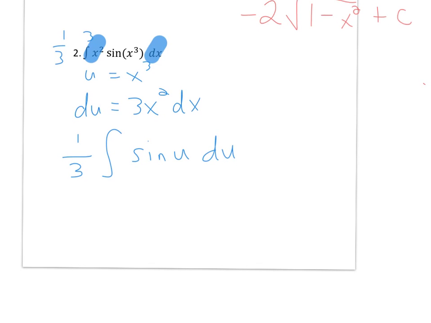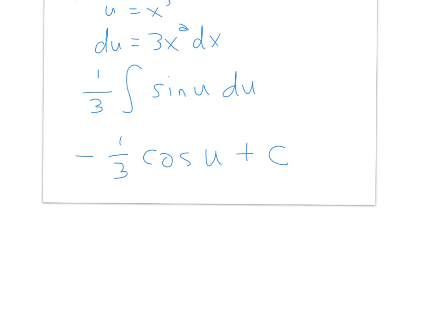So, integral of sine, okay, so 1/3. The integral of sine, the antiderivative of sine u, is going to be negative cosine u, plus c, and then all we need to do now is back substitute in our u value, so our final answer here would be negative 1/3 cosine of x cubed plus c.